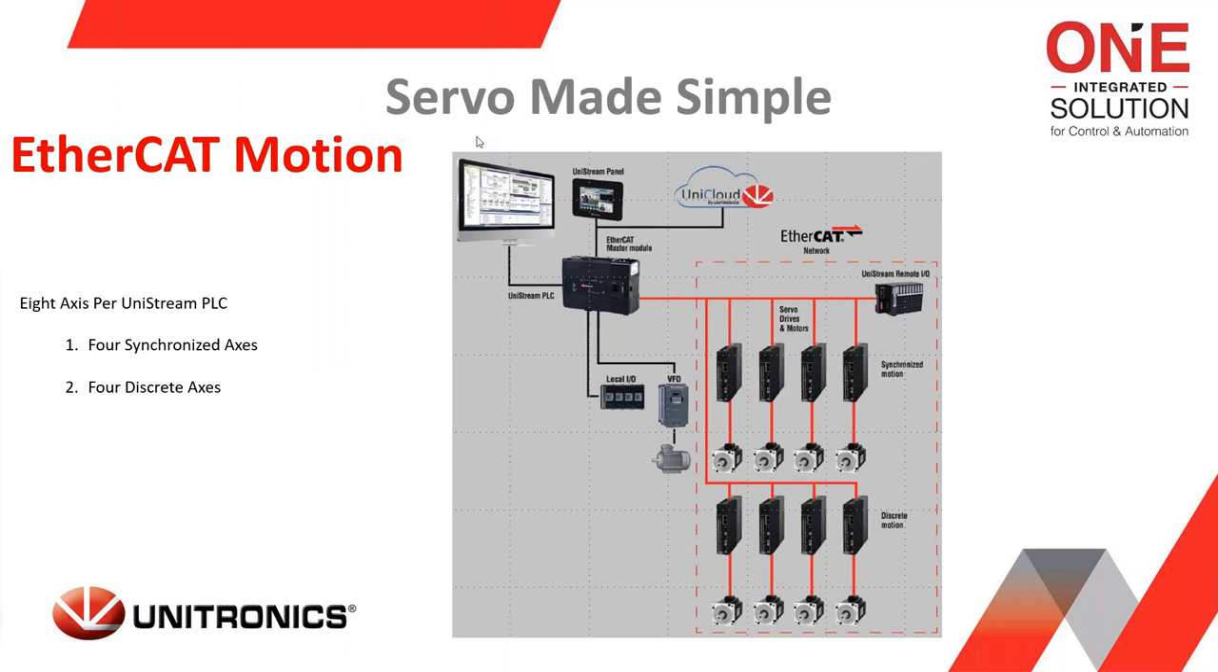When using our EtherCAT motion configuration, our UniStream PLC can control up to four synchronized axes of motion. And you can add an additional four discrete axes of motion, giving you a total of eight axes per PLC. In addition to the servo motion, you have the options of including remote I/O, local I/O, and even running and controlling our VFD products for your AC motors.